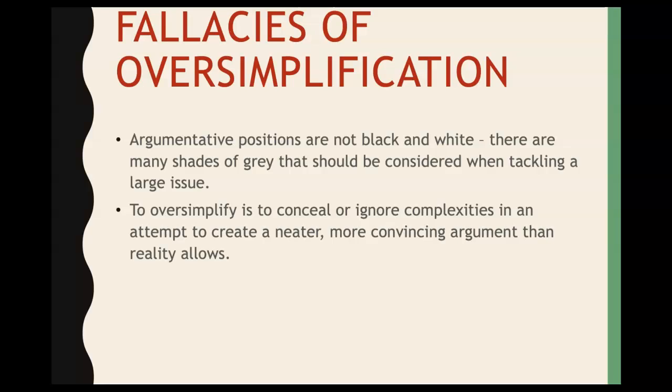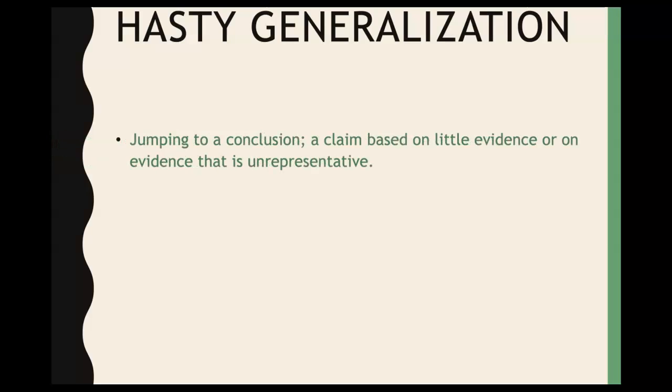What you want to do is look at any attempt by a writer or speaker to ignore complexities. And a lot of times students do this because they don't have a lot of time to create the convincing argument that they should be. So they're going to simplify it down to something where it can kind of be between a couple of choices. So within fallacies of oversimplification, we have a hasty generalization. And this is where you are jumping to a conclusion.